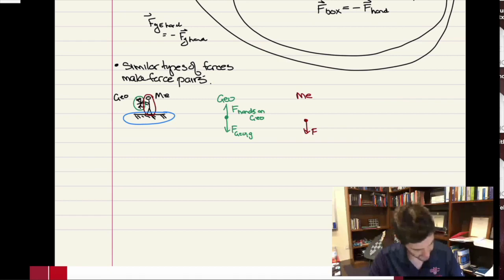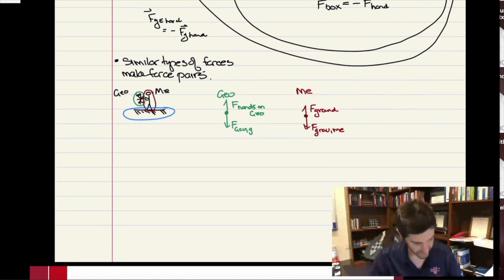There might then be me. I have some mass, so there's the gravitational force on me. I am also touching the ground, so there's a force, so I'll just call it F ground. And then I'm also touching Geo, and kind of anticipating what the answer is going to be, I might write it like this. So this might be Geo on hand. Because Geo is touching the hand, there's a contact force between Geo and the hand.